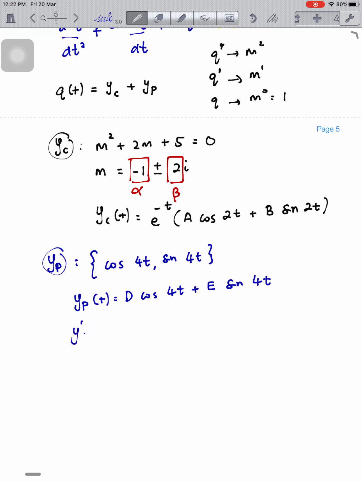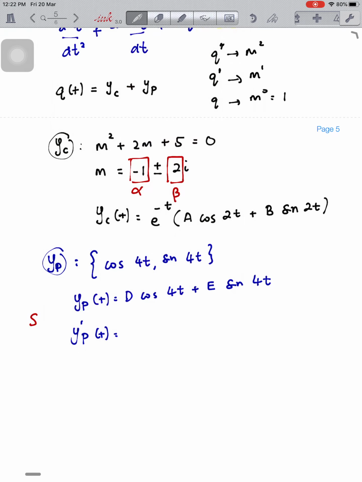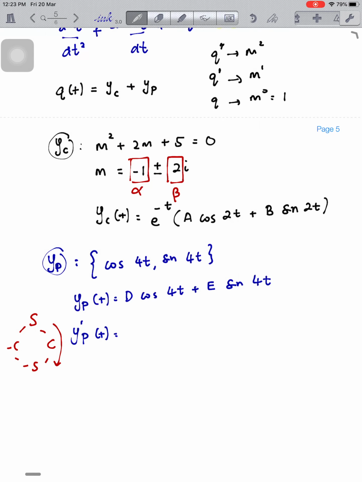So then I'm going to differentiate this twice in order to find y prime and y double prime. Cos is going to be negative sine, remember the cycle. So I'm putting the cycle over here, so we can have sine, cos, negative sine, negative cos. And for the differentiation, this is going to be the direction. So when I differentiate cos, it will be negative sine. So I'm going to have negative 4d sine of 4t. Sine is going to be cos. I'm going to have plus 4e cos of 4t.